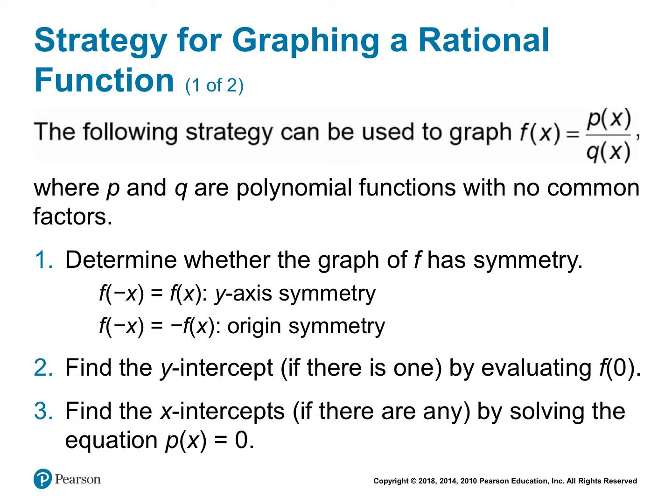On the first step, you're going to determine whether the graph of f has symmetry. And we have talked about this in the past. To have y-axis symmetry, f of negative x equals f of x. To have origin symmetry, f of negative x equals negative f of x. Step 2 is to find the y-intercept, if there is one, by solving for f of 0. Step 3 is to find the x-intercepts, if there are any, by solving to figure out what x's would make the equation equal 0.